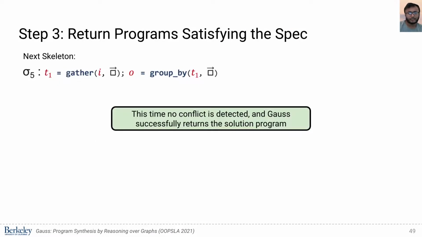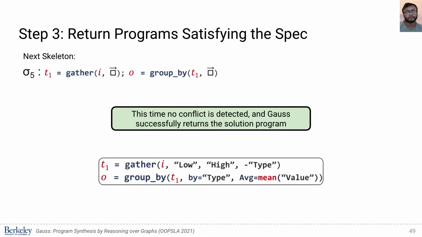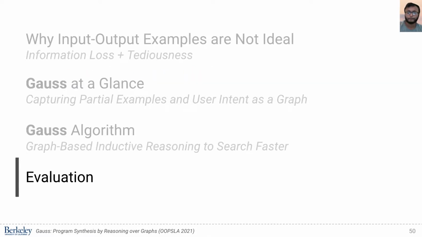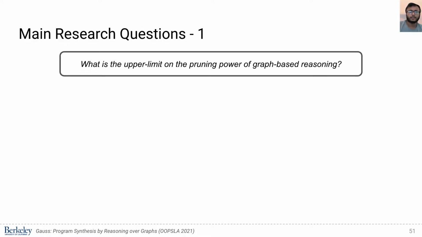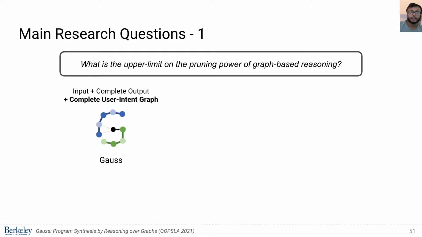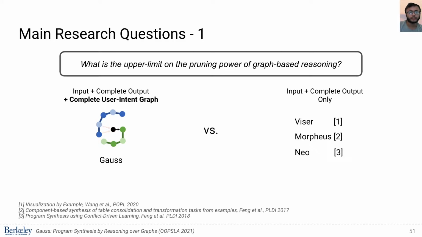With the next skeleton, however, Gauss encounters no such conflict and is able to return the solution program, as shown here. We now present an evaluation of Gauss along two main dimensions. The first involves measuring the additional pruning power that comes from graph-based reasoning. Specifically, we compare Gauss, which receives the input table, the complete output table, and the complete user intent graph, against state-of-the-art reasoning-based synthesis systems that accept only input-output examples, namely Weiser, Morpheus, and Neo.